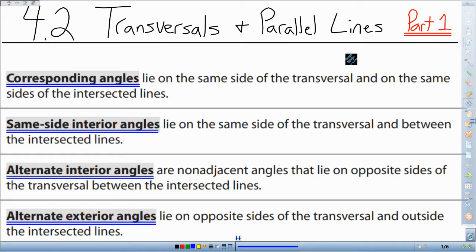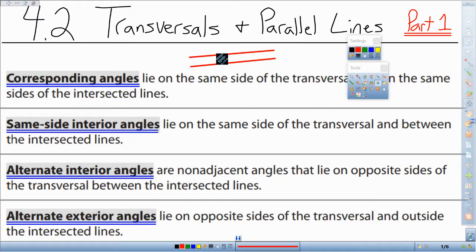Okay, so we're talking about transversals and parallel lines. Let me point out what that means. As you have probably heard in the past, parallel lines are two lines that do not cross one another. They go side by side. They never cross. That's what it means to have parallel lines. So this would be an example of parallel lines. A transversal is a line that crosses over the parallel lines. So parallel lines, transversals, that's what it's all about.